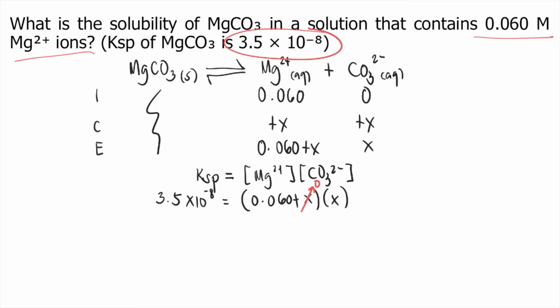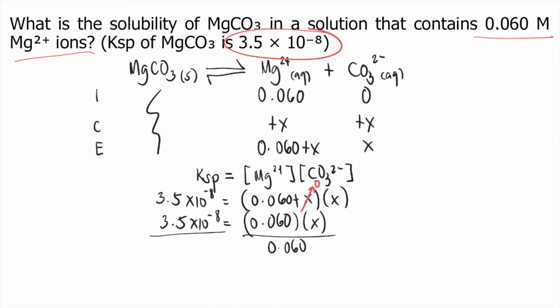If we do that, our equation now becomes 3.5 times 10 to the negative 8 is equal to 0.060 times X. To solve for X, you divide both sides of the equation by 0.060. So 0.060 cancels on the right side. That means X is equal to 3.5 times 10 to the negative 8 divided by 0.060, and that's approximately equal to 5.83 times 10 to the negative 7.